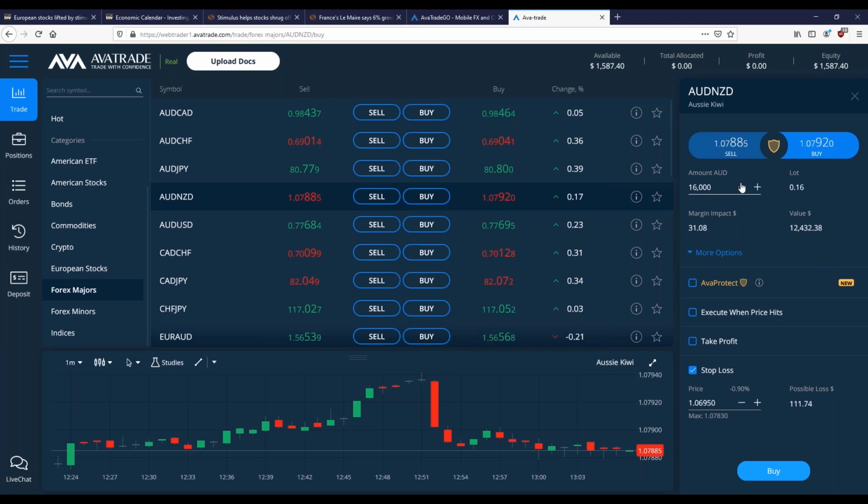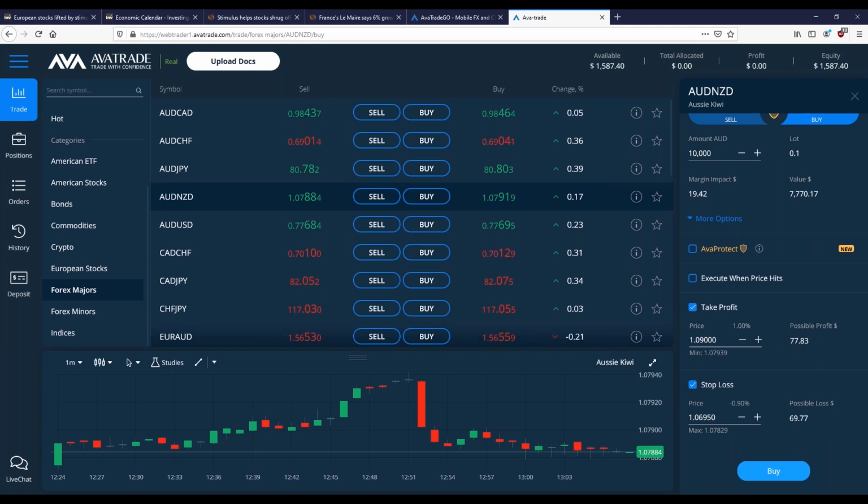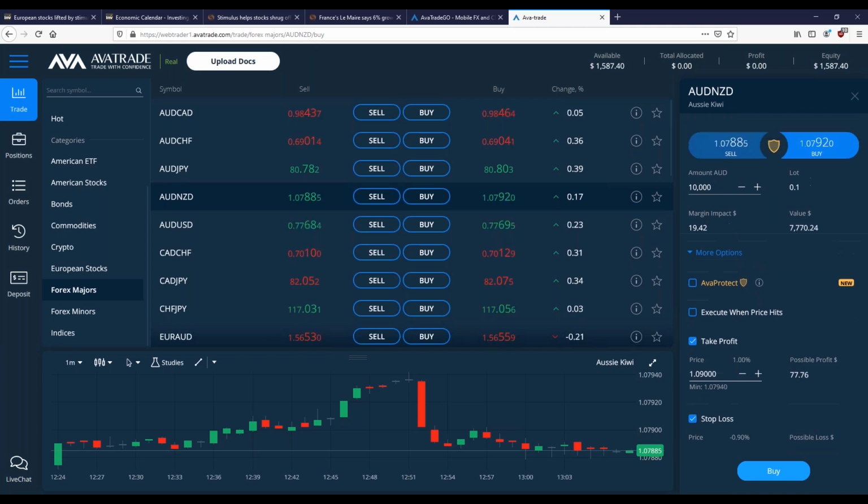Perhaps I want closer to 5%. So I change my trade size with my stop loss price, and I can see that's the risk I want. Possible loss 69.77. And you see it converted it to my account currency. Even though this is an Australian New Zealand pairing, it converted it to USD risk to my stop loss. The take profit's the same thing. Maybe I want my take profit up at 1.09. Now I see my possible profit is 77 or so, risk 69. Maybe I'm comfortable with that.